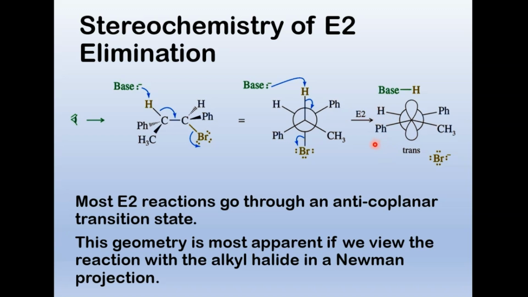So we get kind of a trans alkene here. Most E2 reactions go through the anticoplanar transition state. This geometry is most apparent if we view the reaction with the alkyl halide in a Newman projection. So here these big bulky phenyls are far apart from one another. Everything's nicely staggered. The hydrogen and the leaving group are all in the same plane. We can predict the orientation of the alkene.